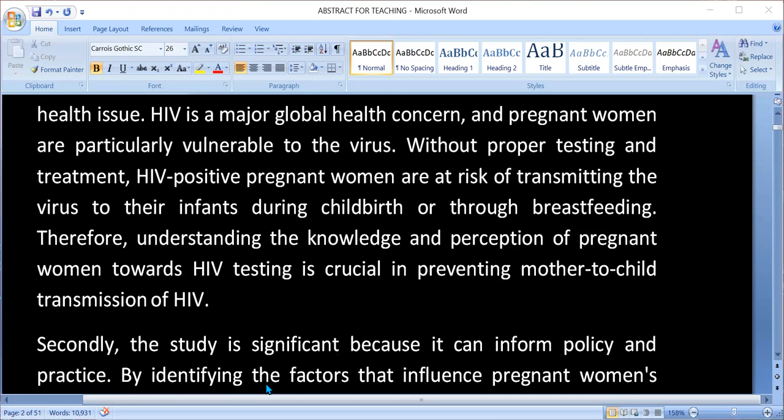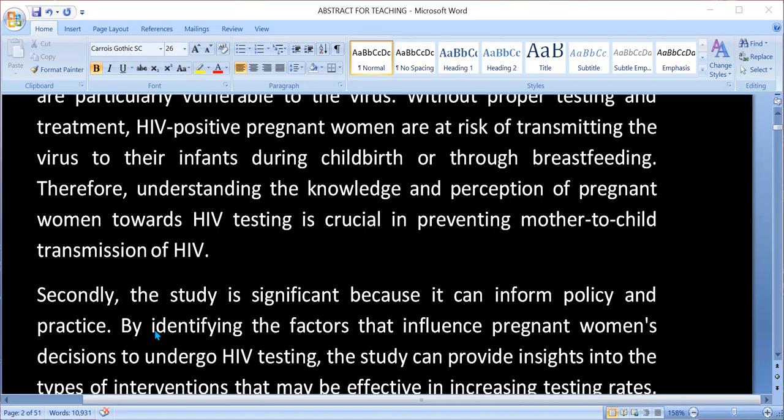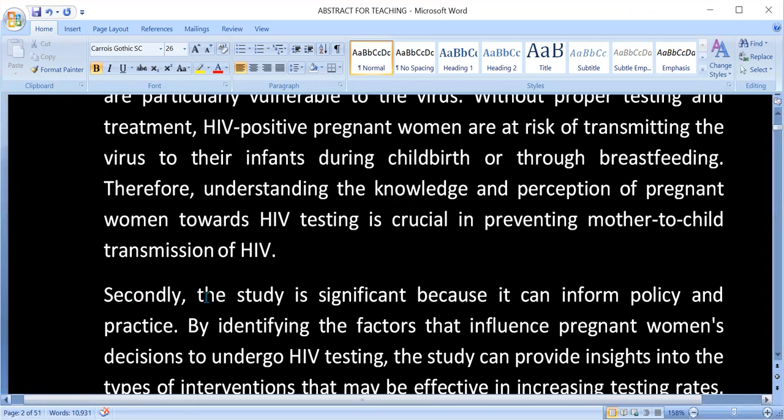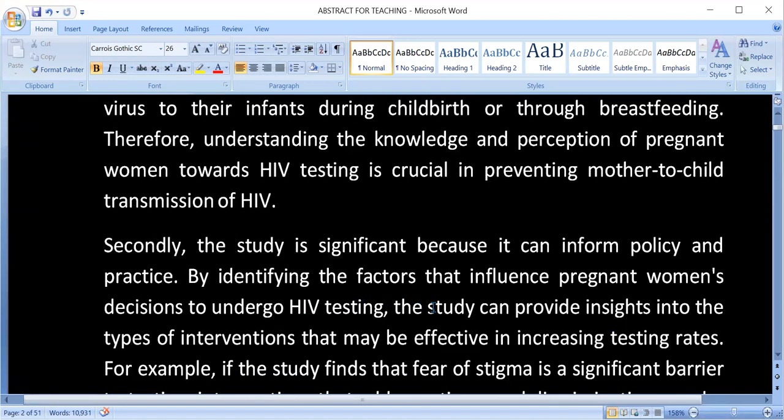Another significance of that particular study is that the study is significant because it can inform policy and practice. By identifying the factors that influence pregnant women's decision to undergo HIV testing, the study can provide insight into the type of interventions that may be effective in increasing testing rates. By the time you have read this, you now understand why you should allow this person to go into this research.